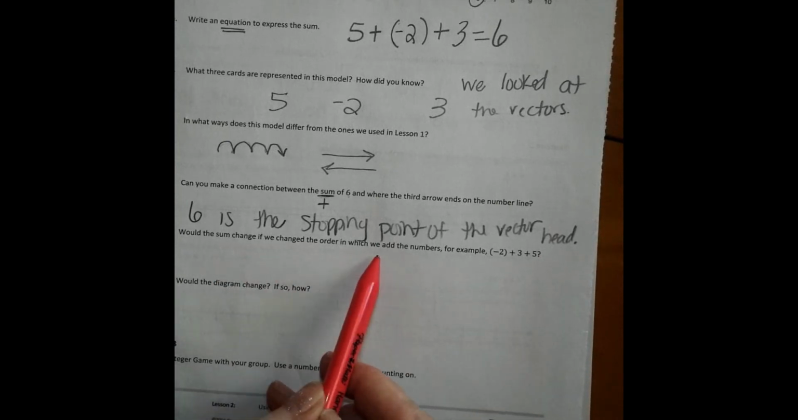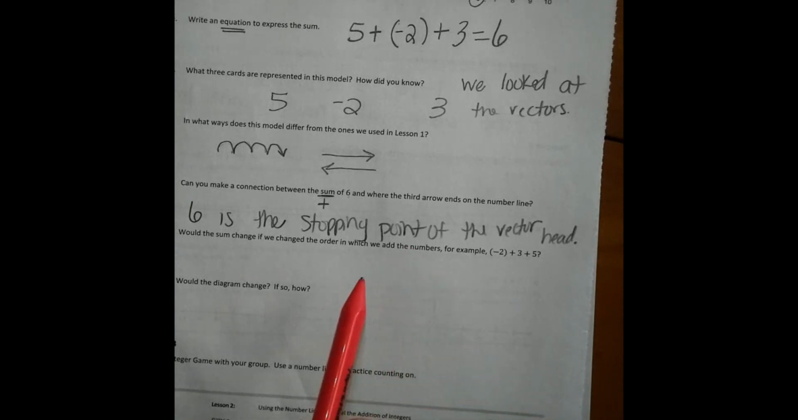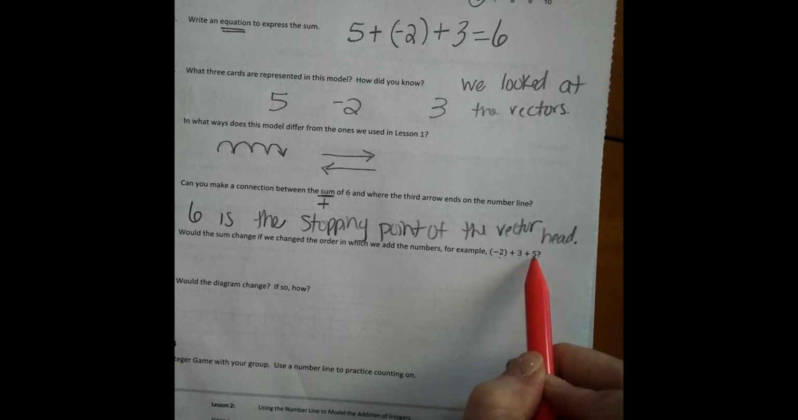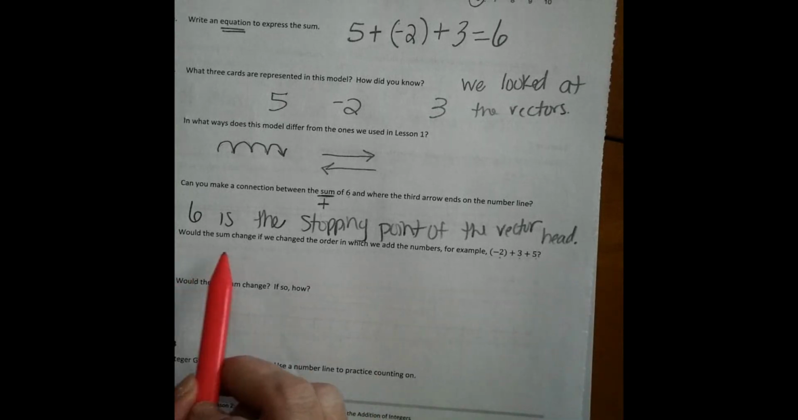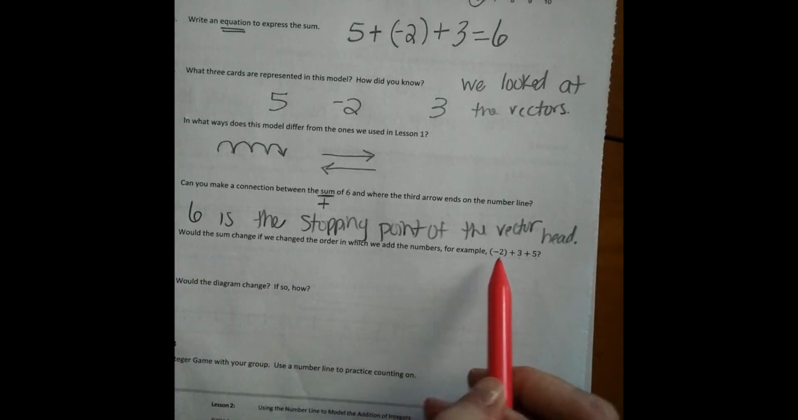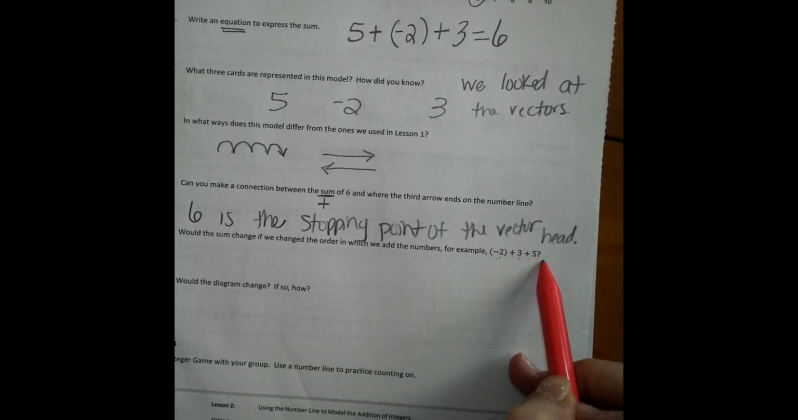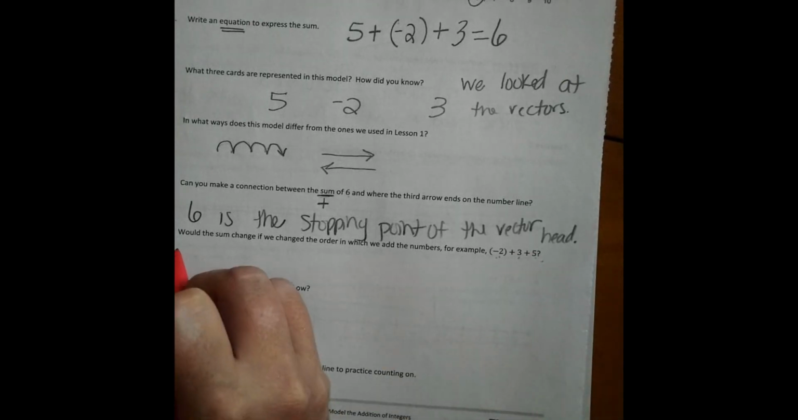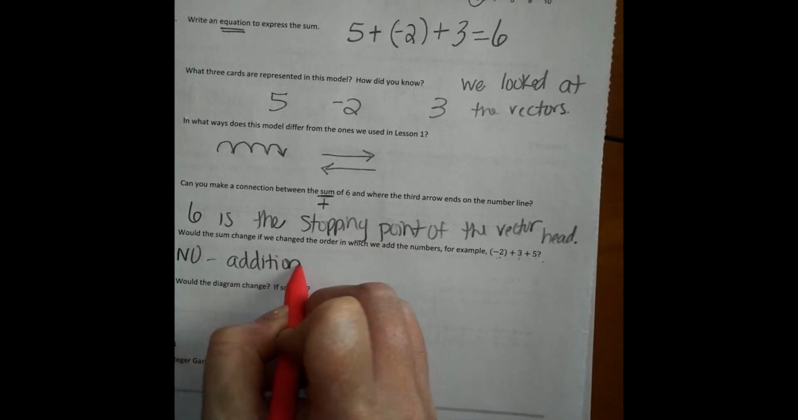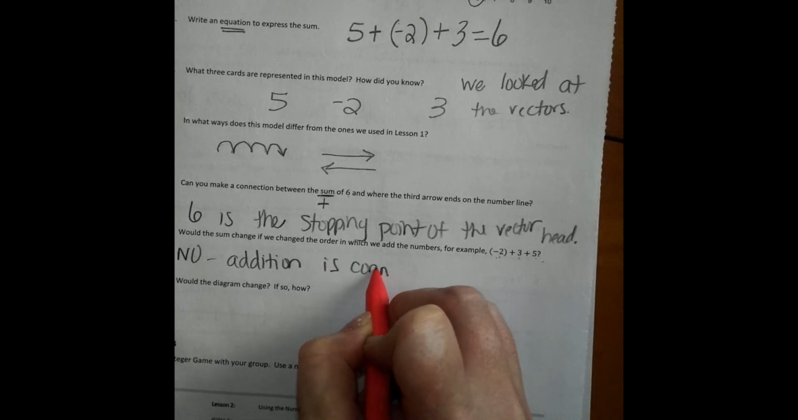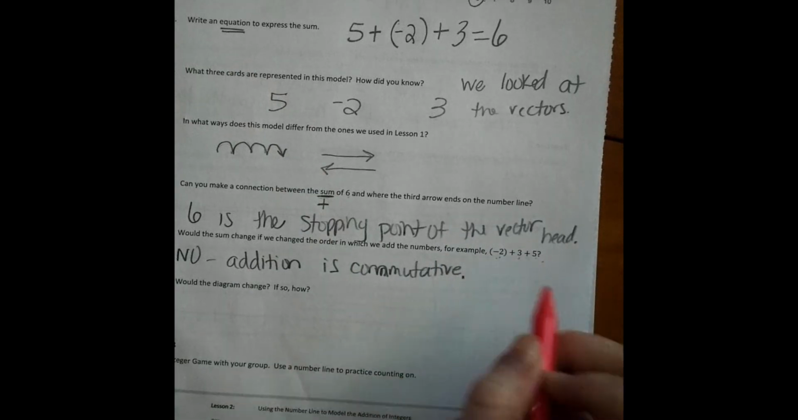Would the sum change if we change the order? So let's go back to what we said a minute ago. We said that addition is commutative, which means that the numbers in the problem can move orders and the answer does not change. So would the sum change if we change the order of the numbers? For example, if we moved the -2 first, then the 3, and then the 5, does the answer change? So no, addition is commutative. They don't ask us to explain, but that's a good idea.